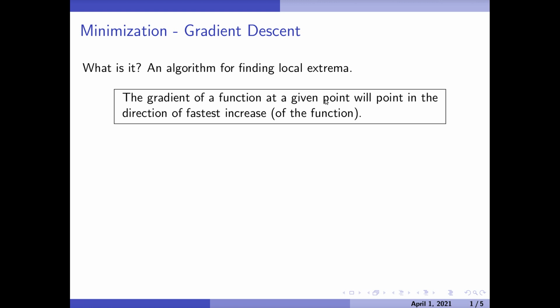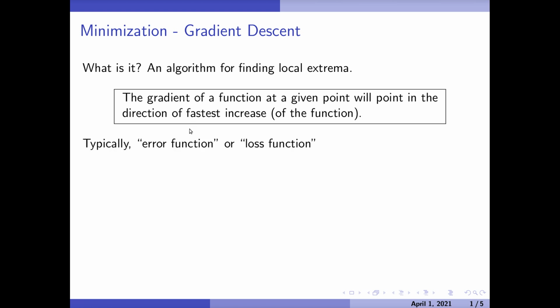So if you're sitting at a given spot in the domain, the gradient will point in the direction of fastest increase. And so if you want the function to increase the fastest, you will move in the direction of the gradient. If you want to move in the direction of fastest decrease, what do you do? That's the negative gradient. So in our algorithm, we'll just start at a point, we'll compute the gradient, and then we'll move in the direction of negative gradient. That's the entire algorithm. Let's take a look at some of those pieces a little bit more.